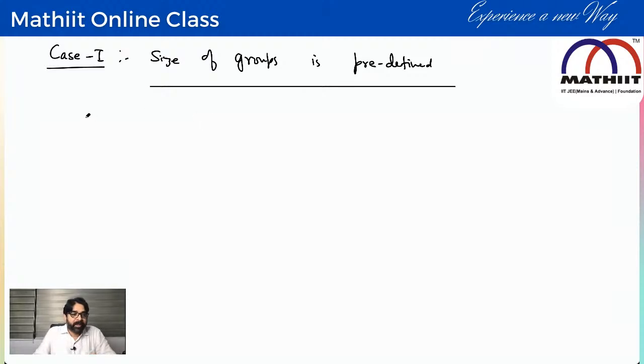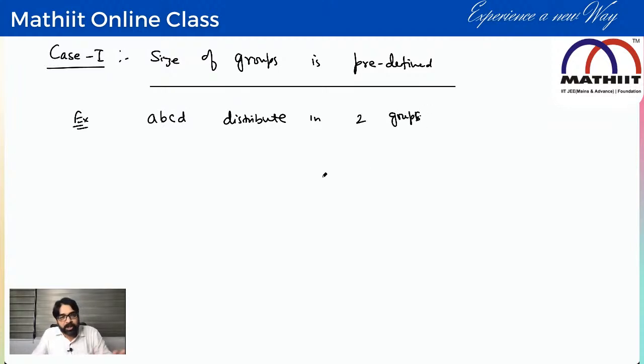If I say a simple example, just to understand. Suppose I say A, B, C, D, distribute in 2 groups. No formula, nothing, let's do it manually, no permutation or combination. I want to make 2 groups of it. So what do you say?